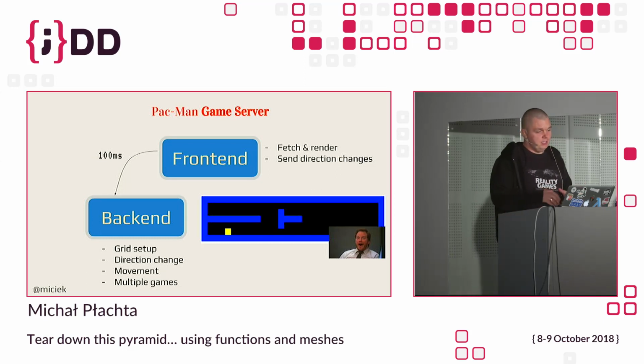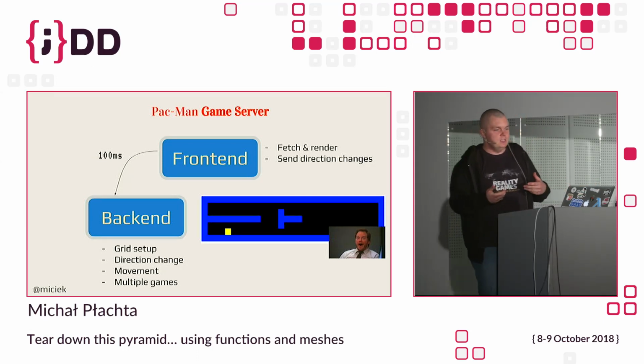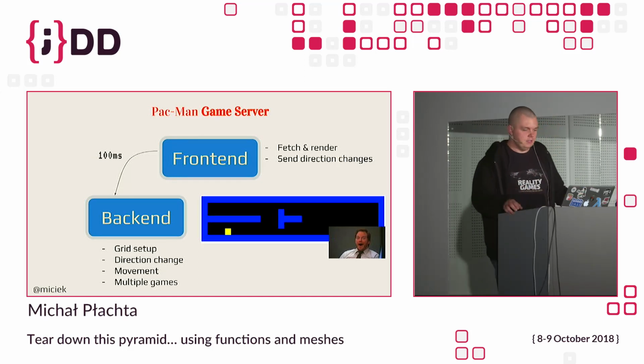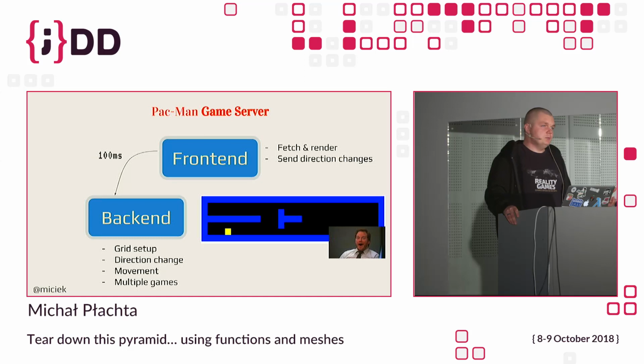The front end is just a very, very dumb layer on top of the back end. Every 100 milliseconds, it gets something from the server and renders it. So fetch and render, nothing more. And the backend is responsible for the whole game logic. So, for example, changing the direction, moving Pac-Man around, and keeping up with multiple games. So this is our current production.